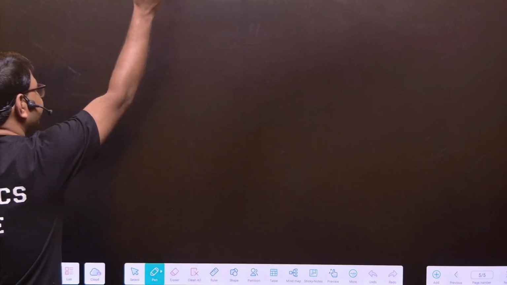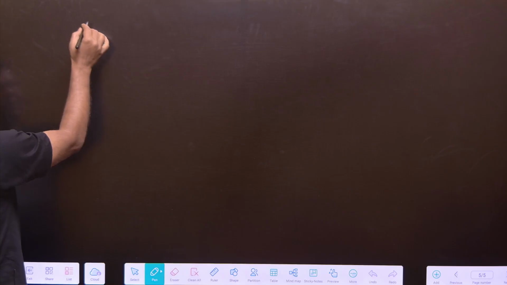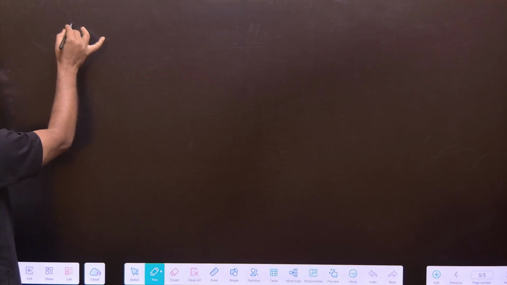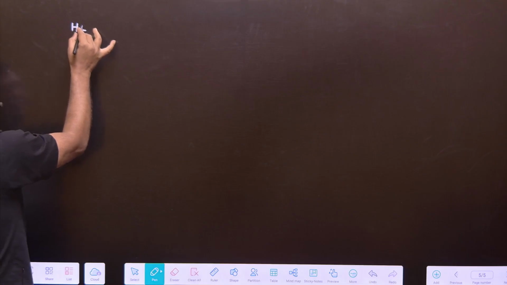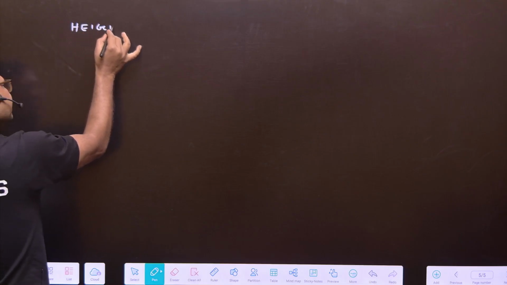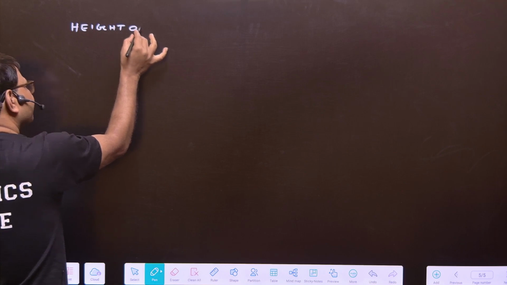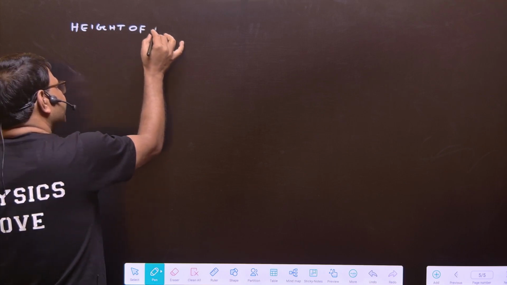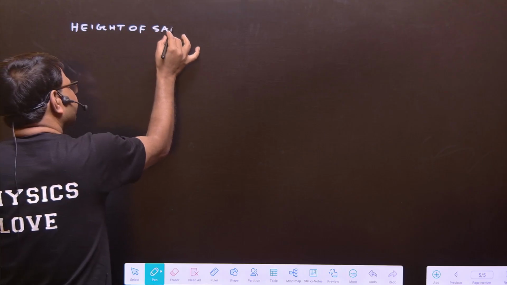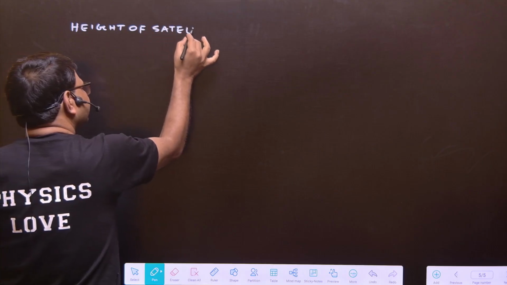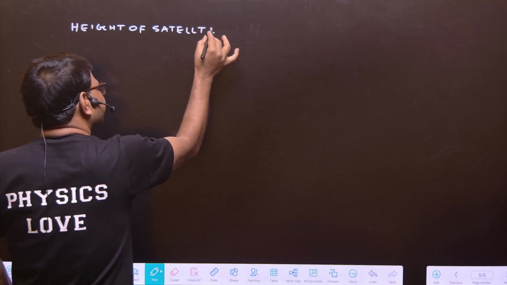Now right here, height of satellite. Height of satellite from the surface of the Earth.